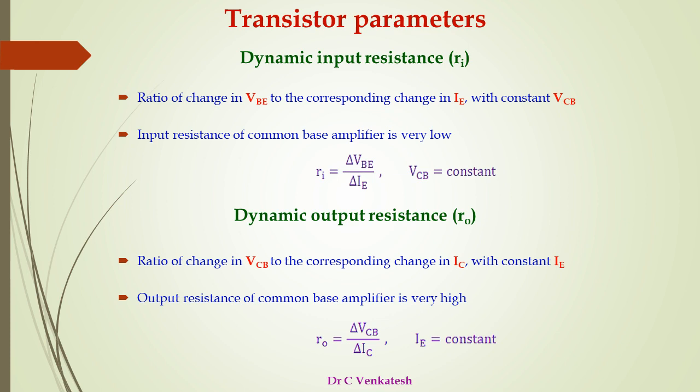The input resistance of common base amplifier is very low. Next, dynamic output resistance represented by Ro. Dynamic output resistance is defined as the ratio of change in output voltage or collector voltage VCB to the corresponding change in output current or collector current IC, with the input current or emitter current IE kept constant. Mathematically, Ro equal to del VCB by del IC, keeping IE constant. The output resistance of common base amplifier is very high.